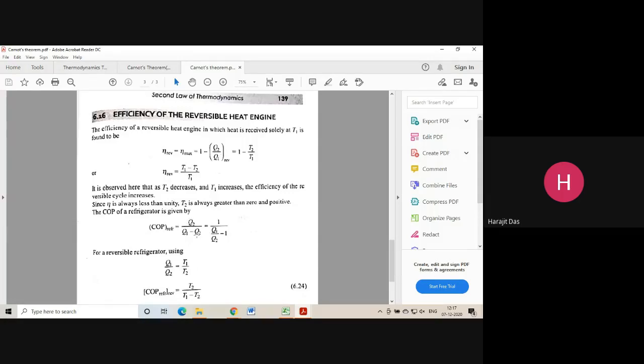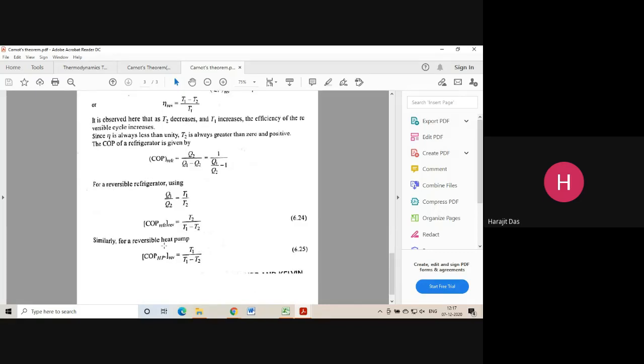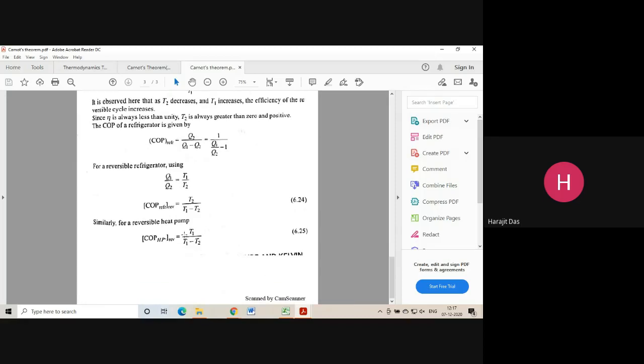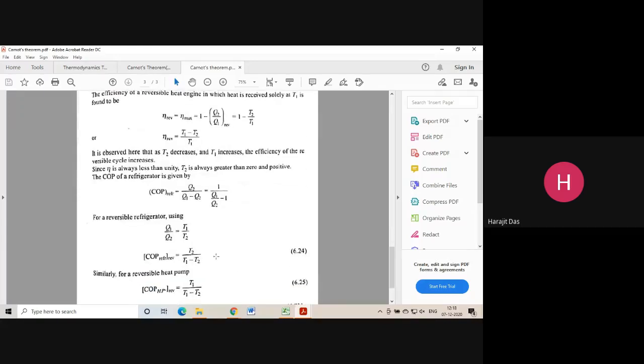So Q2 by Q1 minus Q2, this one you can replace by T2 by T1 minus T2. So COP of the reversible refrigerator will be T2 by T1 minus T2. This one you need to remember. Similarly for a reversible heat pump, here it will be T1 instead of T2, and the expression will be T1 by T1 minus T2. All these three formulas you need to remember.